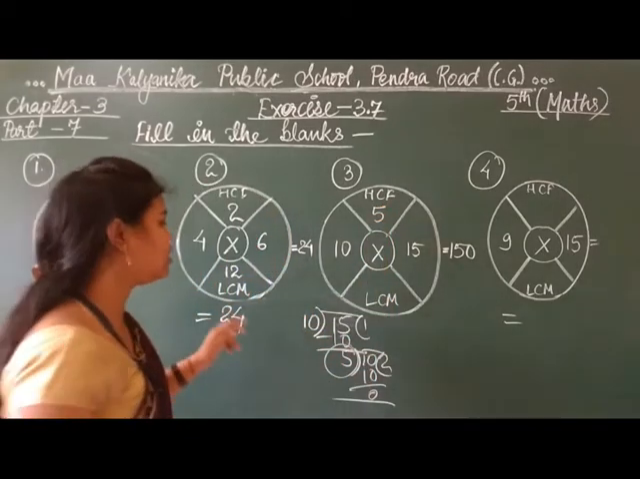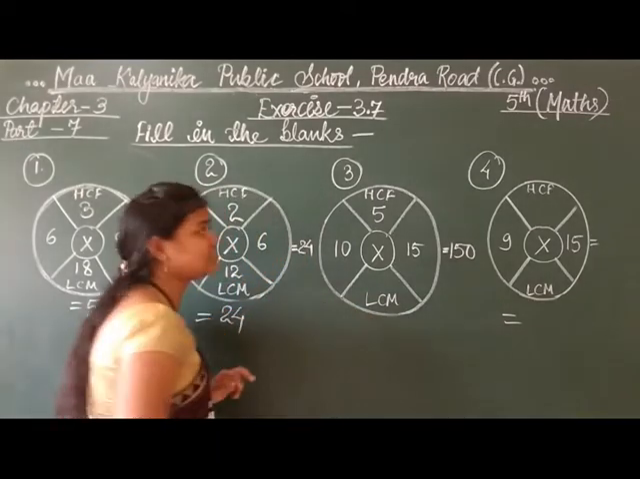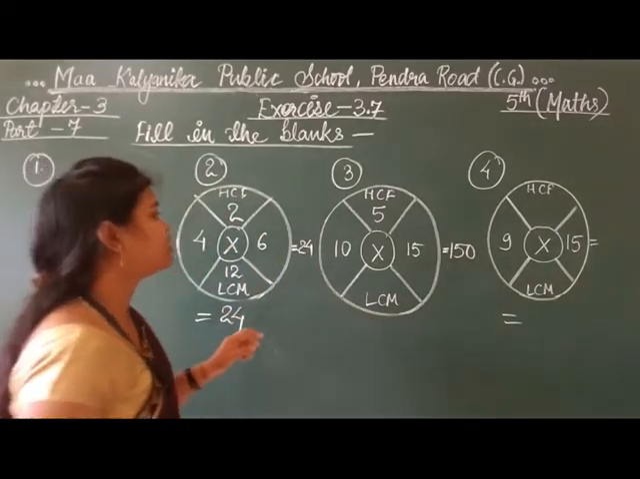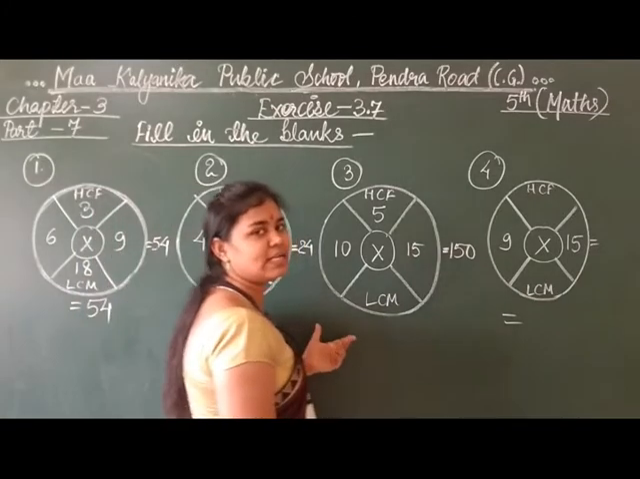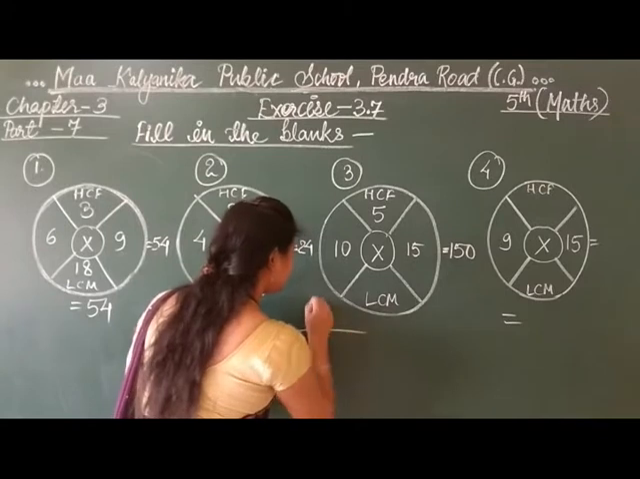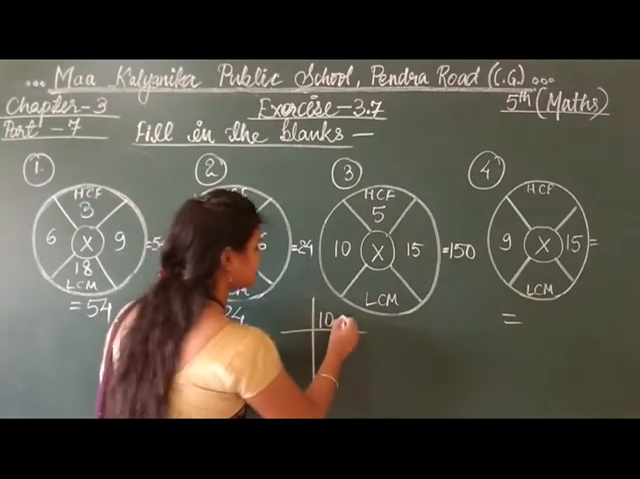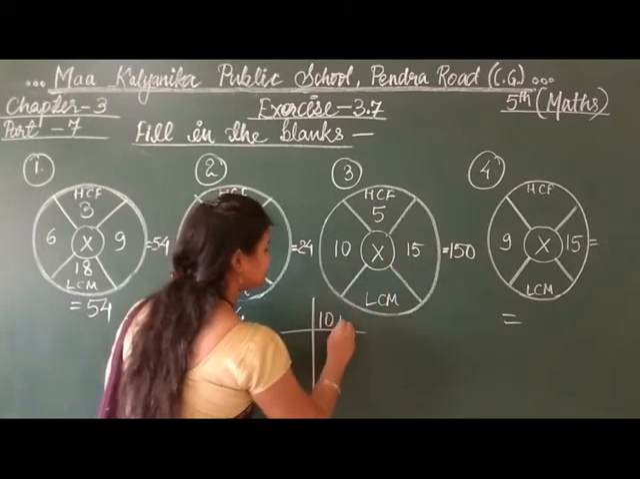I think the long division method is the easiest method of solving for the HCF, because in a very short time we can divide the numbers and find the answers. But only 2 numbers should be there. 3 numbers we cannot divide. Okay. So see here students, 10 and 15.